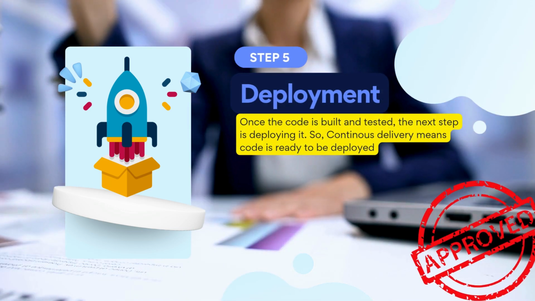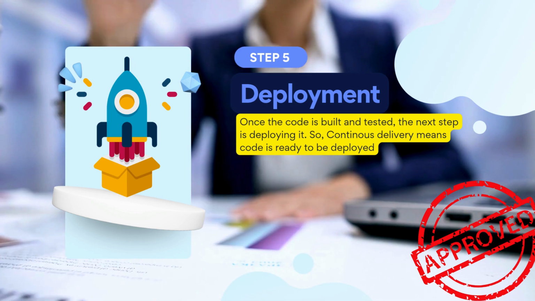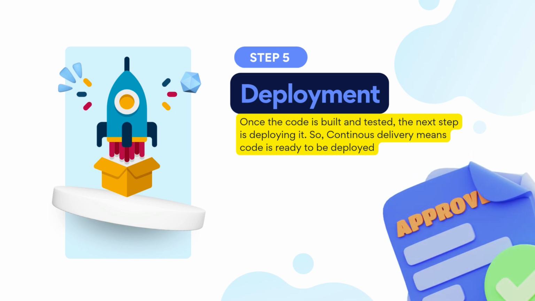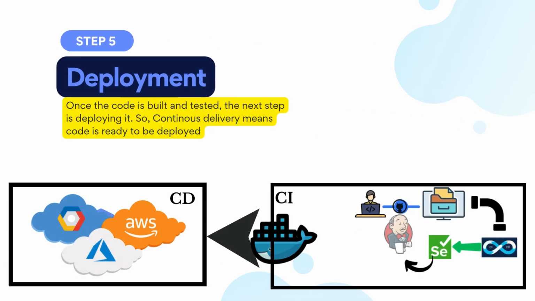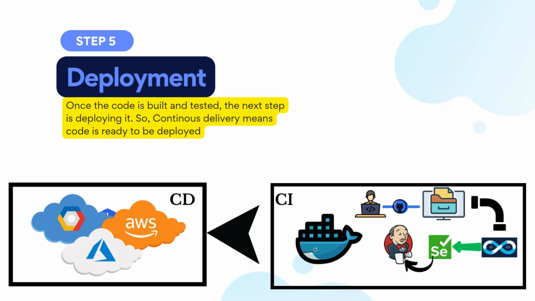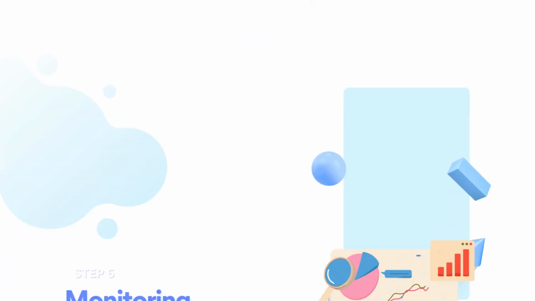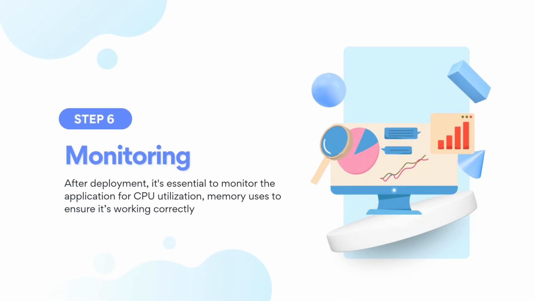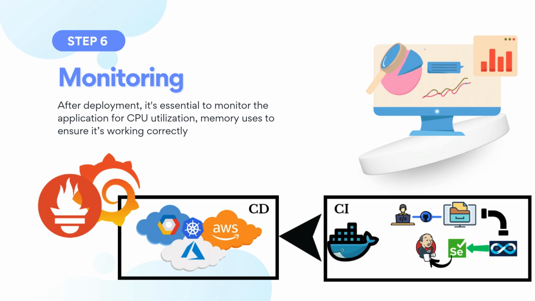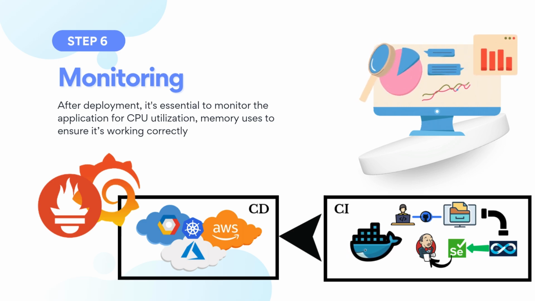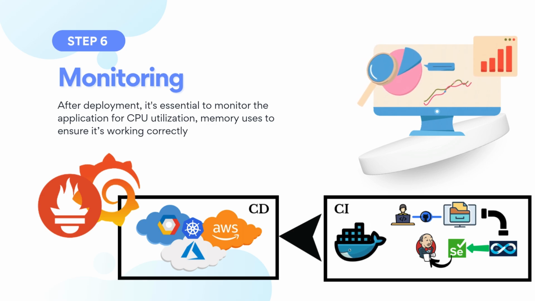For continuous delivery, this step might still require a manual approval, but in continuous deployment, it happens automatically. Tools like Kubernetes, AWS Code Deploy, Azure DevOps, and Google Cloud Build are popular choices for automating deployments to production environment. Monitoring and feedback. So after deployment, it's essential to monitor the application for CPU utilization, memory usage to ensure it's working as expected. Tools like Prometheus, Grafana, and Datadog help you monitor performance and catch any errors early in the production.